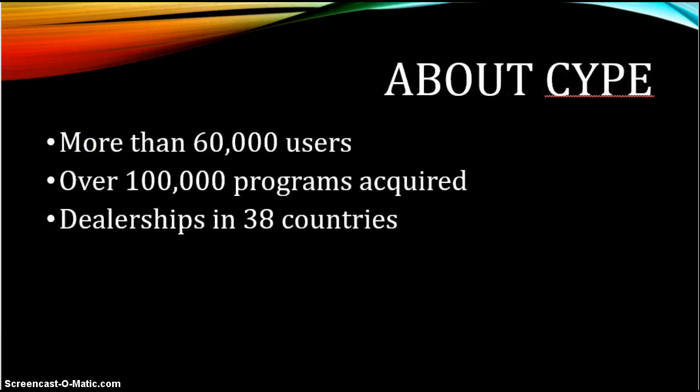A little bit about Cype. Cype is a firm with more than 30 years of experience in architecture, engineering, and construction. Cype has a leading position within the area of software in its industry. Cype has more than 60,000 users, and this corresponds to 100,000 programs acquired by construction and engineering professionals. Cype is used in 38 countries and is working with over 400 universities that incorporate their software in their academic research. Cype has been used on over 7,000 projects, which is over 100 million square feet of construction.